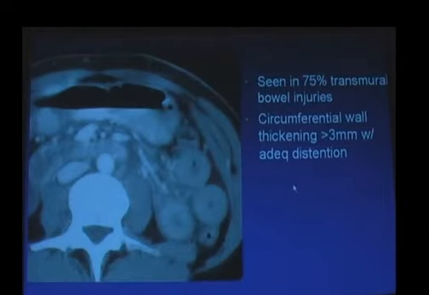Mural thickening is seen in about 75% of cases of transmural bowel injury. So it's very sensitive, although not specific. What you're going to look for is circumferential, high-density bowel wall thickening. It's typically going to be either in the duodenum or in the jejunum in the left upper quadrant due to intramural hematoma.